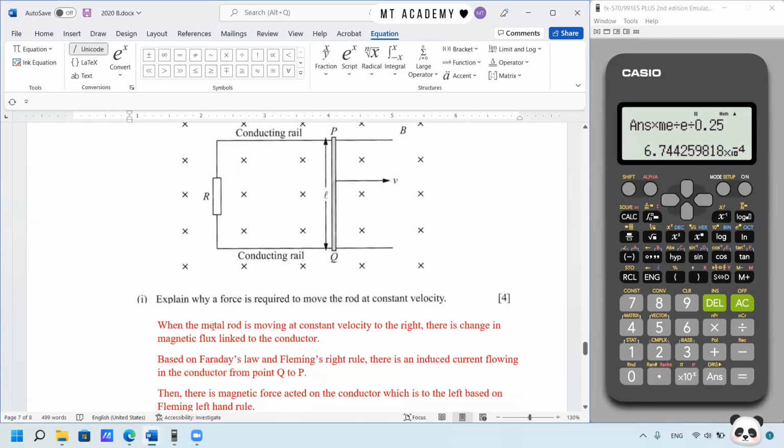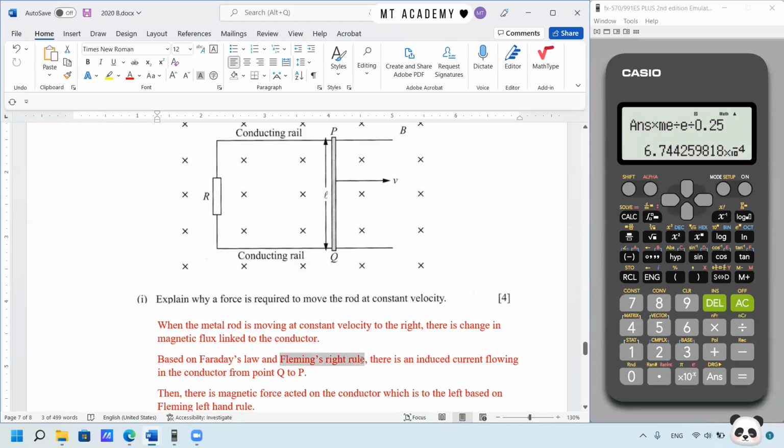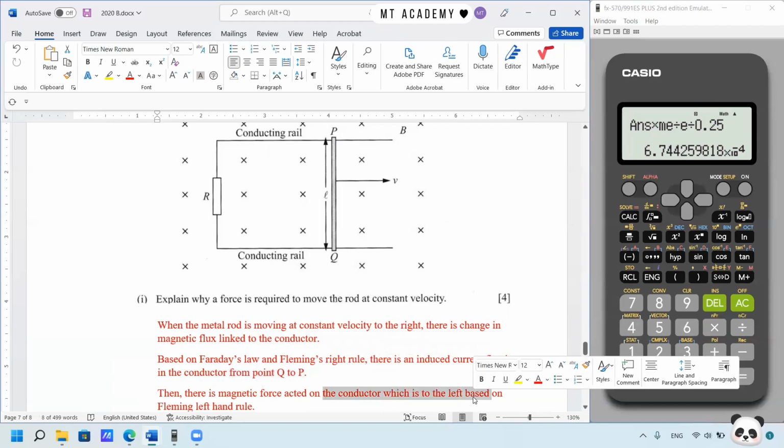So we learned that when the metal rod is moving at constant velocity to the right, there is a change in magnetic flux, so based on Faraday's law, we have an induced current flowing in the conductor. If you apply Fleming's right-hand rule, you should obtain that the current is flowing from Q to P. After that, when there's a current in the conductor, there is a magnetic force acting on the conductor, which is to the left based on Fleming's left-hand rule.